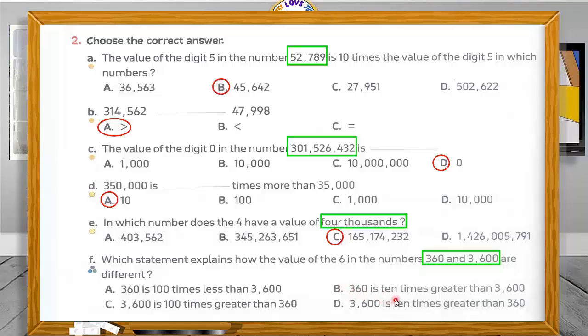360 is 10 times greater than 3,600? Not right. 3,600 is 10 times greater than 360. This is the right answer or right statement.